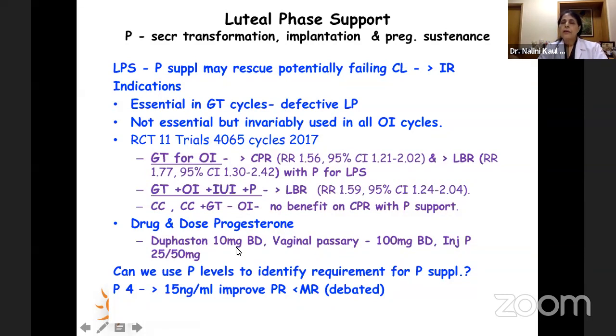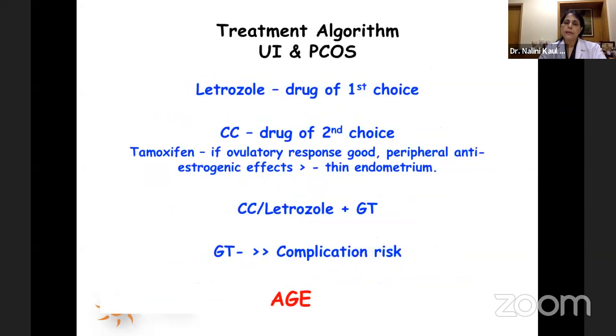Now, can we look at progesterone levels in the luteal phase to see if we need to supplement more? Well, this is mostly in ART that these levels have been looked at and much debated. A baseline of about 15 nanograms, higher than that, suggests that it improves pregnancy rate and decreases miscarriage rate. And we also had a paper out by one of my students on this. However, there's still a lot of debate. So the values are 15 to 20 nanograms in the luteal phase, which should support pregnancy very well.